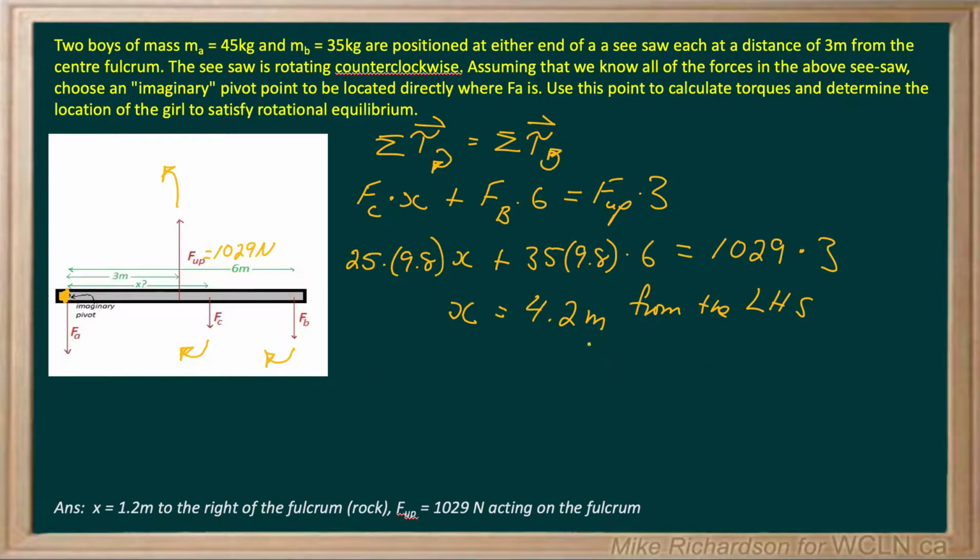So to the right from the left-hand side. Now if we want, we can say how far it is from the center. Depends on the wording of the question. Well, if the center's already 3 meters away and my entire value for x is 4.2, I simply have to subtract. 4.2 meters minus half the board still gives me the same answer I had before, 1.2 meters to the right of the center.